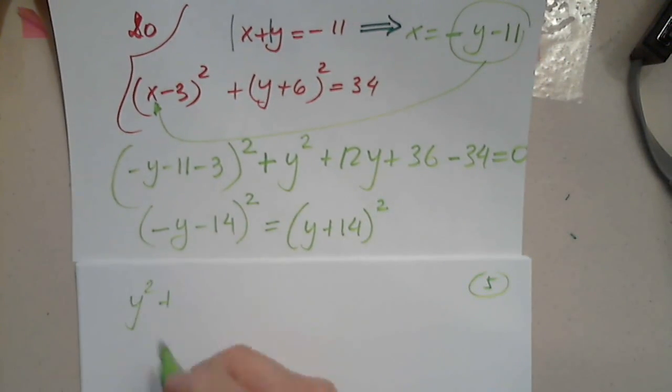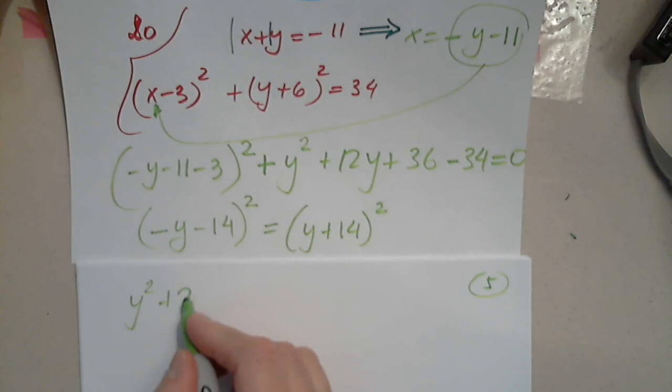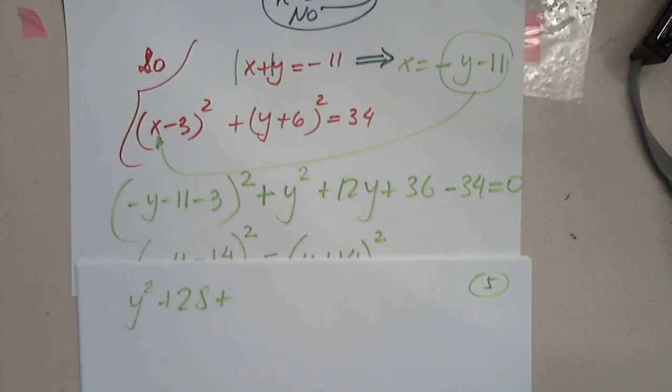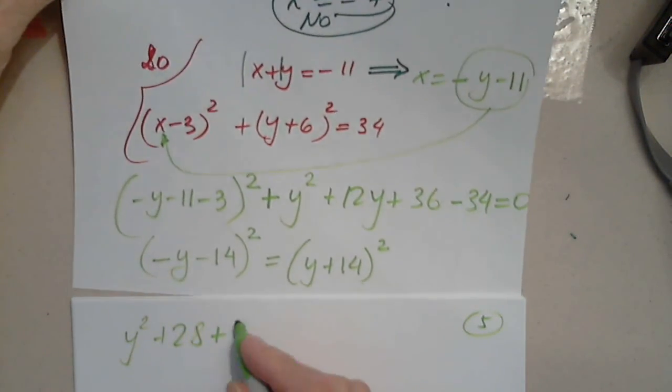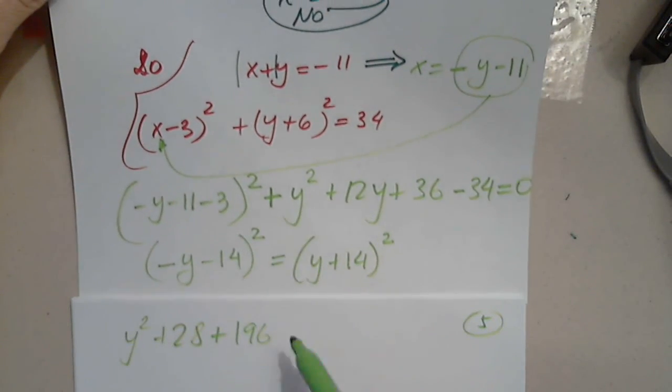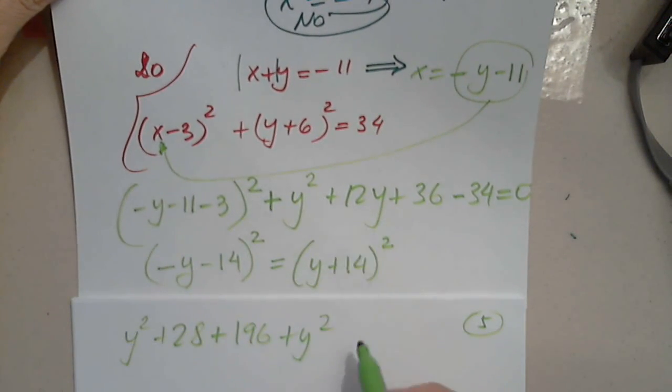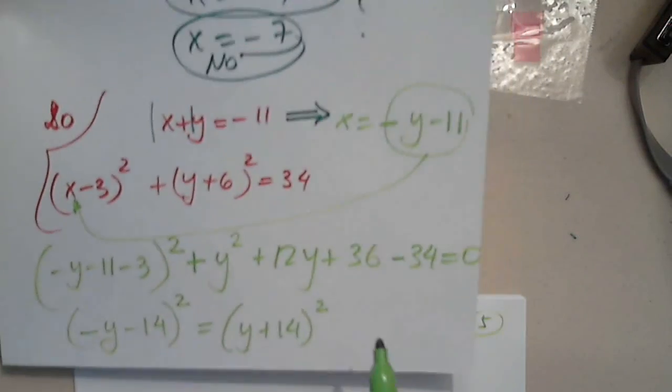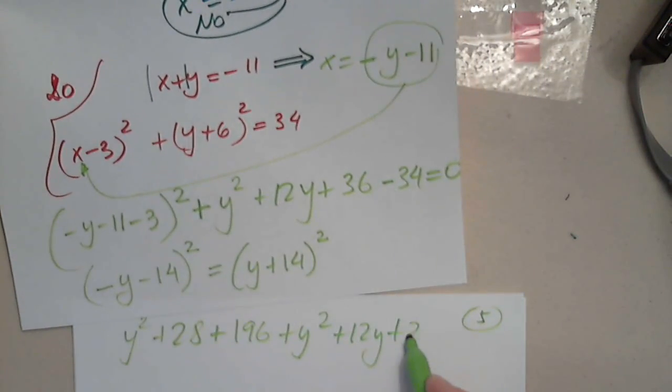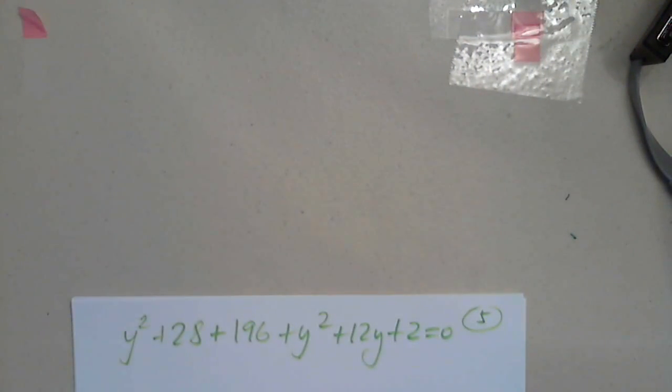So therefore, we have y squared plus 2 times the first times the second, plus 14 squared. I got 196, yes. And then plus y squared plus 12y. And I had 36 minus 34, so positive 2 equals 0. I shouldn't put it away because I need to check later.